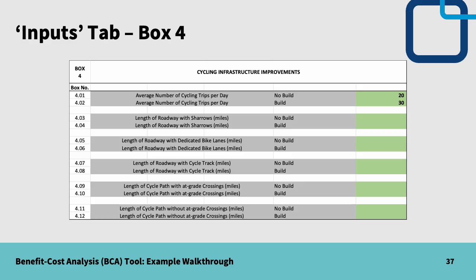The other variables here relate to the improvement's characteristics, but not all of them apply. Does our project have sharrows? No, so let's enter zeros. Dedicated bike lanes? Nope, this is a shared use path, not a bike lane. Cycle track? No, this is a path. Paths with or without at-grade crossings? Yes, our 4-mile path does have at-grade crossings, so we input 4 for the build scenario. And the no-build scenario where there's no path, we have no miles, so we enter 0. That's it for the Inputs tab.